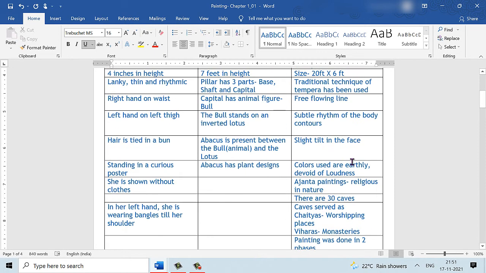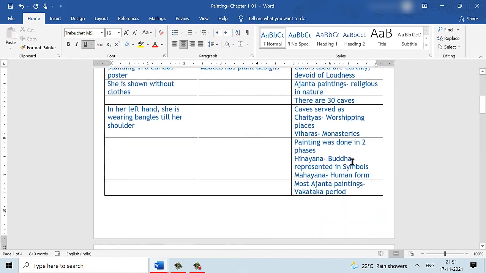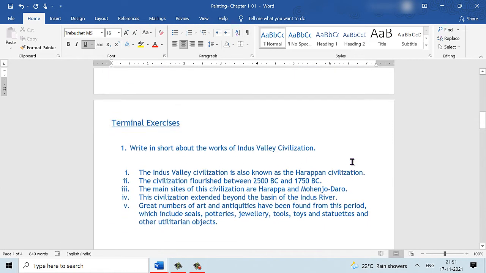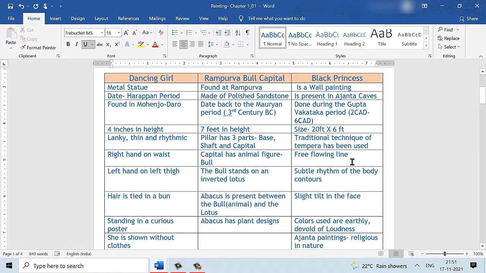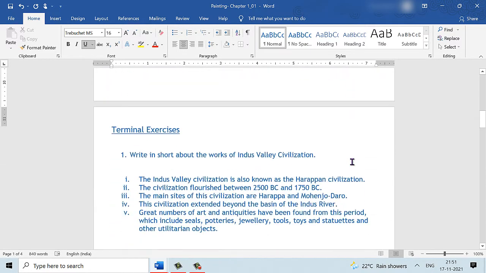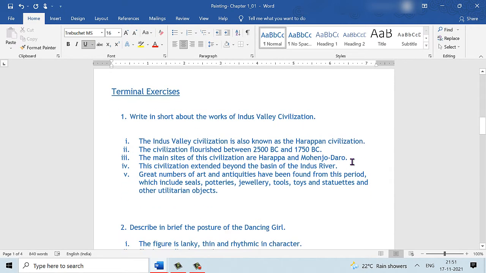So these are the three artifacts that are covered in this chapter and the points have been discussed. Let us move on to the history behind these artifacts. When we speak of the dancing girl, it dates back to the Harappan period. So let us look at the Harappan civilization, which is also called the Indus Valley civilization.